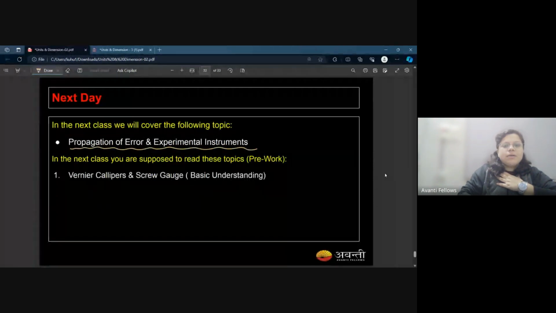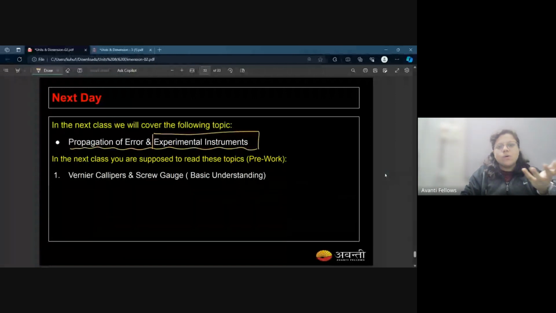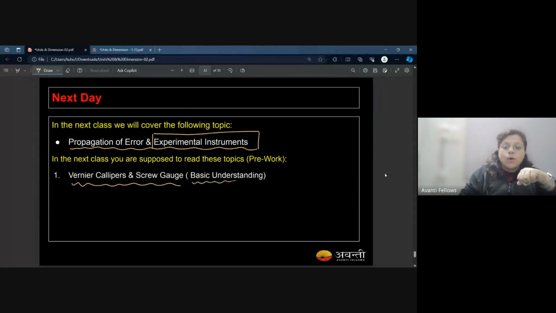Experimental instruments is something which is deleted from your NEET syllabus unit 1, but it is added in experimental methods, which is the last unit in your syllabus. So the bottom line is that we need to discuss these topics. In experimental instruments, we will discuss vernier caliper and screw gauge. Make sure you are familiar with these instruments, with a few things about them, basic terminology, so that I can continue my class with numericals. This is your pre-work.